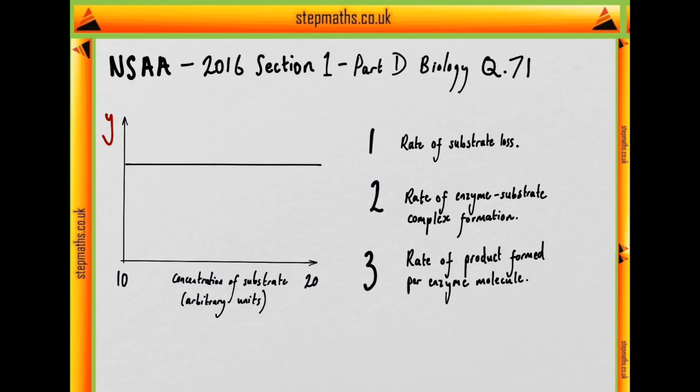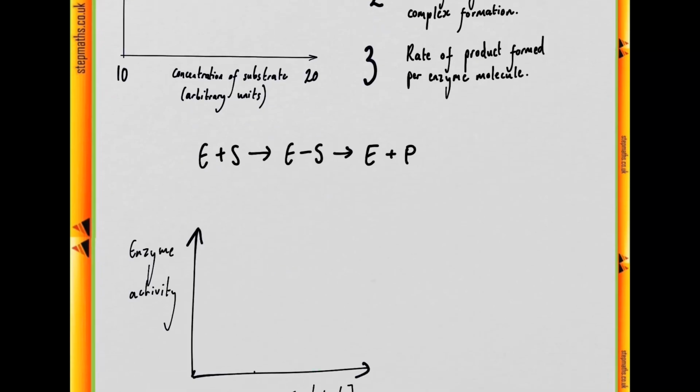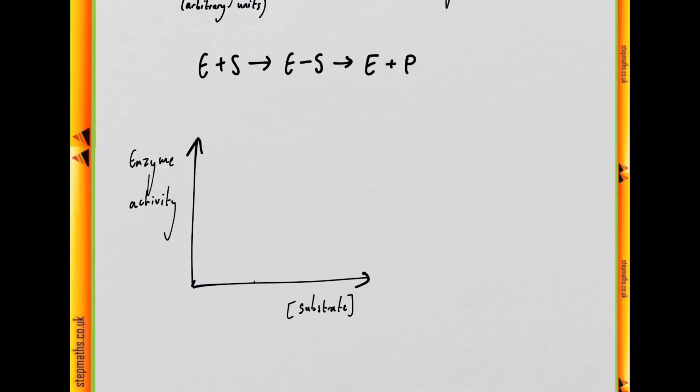In order to gauge this question and where it's coming from, let's quickly remind ourselves of what's happening in an enzyme-controlled process. We have our enzyme plus our substrate, which forms an enzyme-substrate complex, and subsequently forms enzymes plus products. If you were to have a look at a graph of enzyme activity versus substrate concentration, this is the typical graph we're familiar with: we have an increase in enzyme activity as substrate concentration increases.